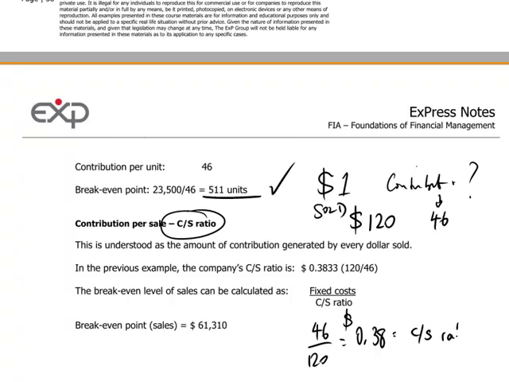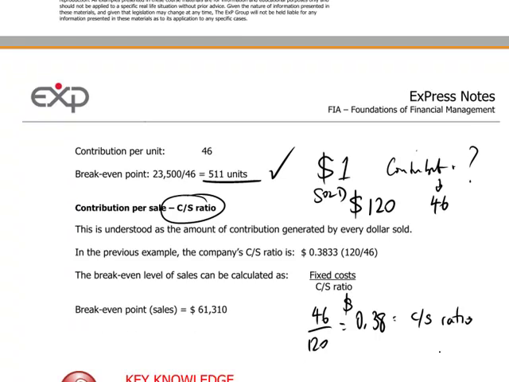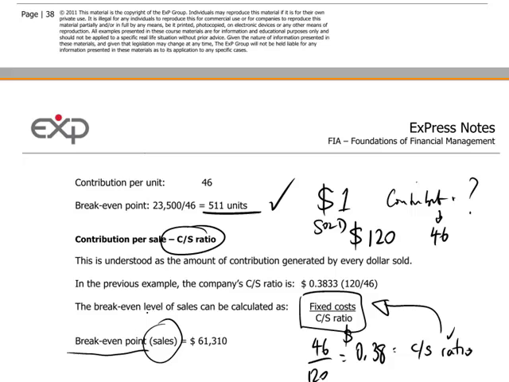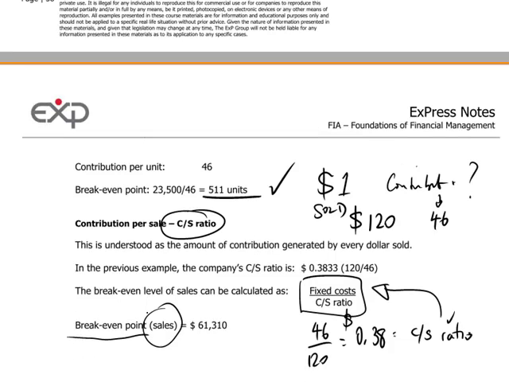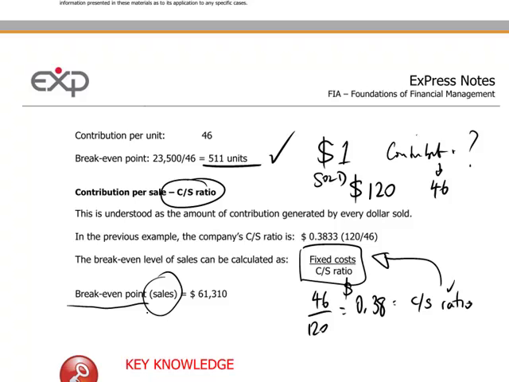Now, why is this important? Because by dividing our fixed costs by the CS ratio, we can determine what the break-even point is for the company in terms of sales revenue. In fact, we've already done that, haven't we? We said that, let's just do the calculation here.